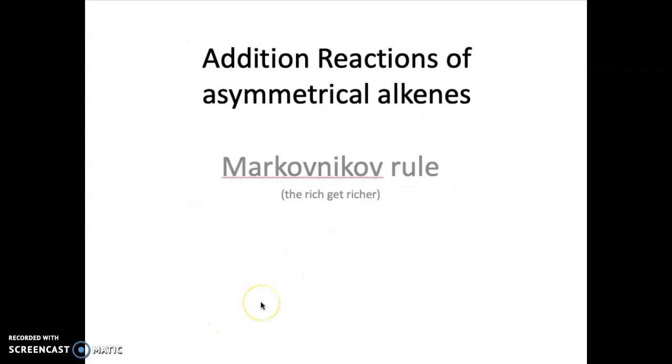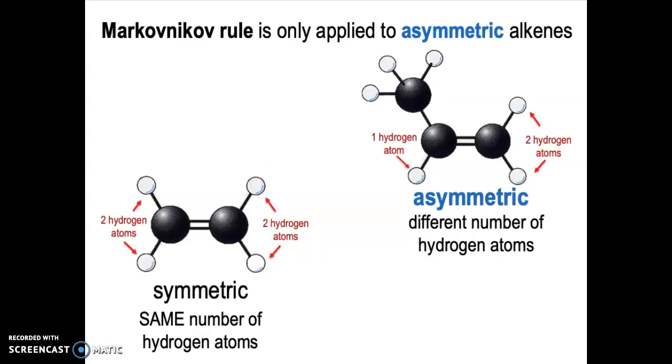Now, sometimes we have asymmetric alkenes, and we need to be careful because you'll get two potential products in this instance. What is an asymmetric alkene? What you want to do is look at where the double bond is here. Focus on one carbon at a time. You can see that this carbon on the left has two hydrogens, and the carbon here on the right also has two hydrogens. So when the number of hydrogens is the same, we would term this symmetric.